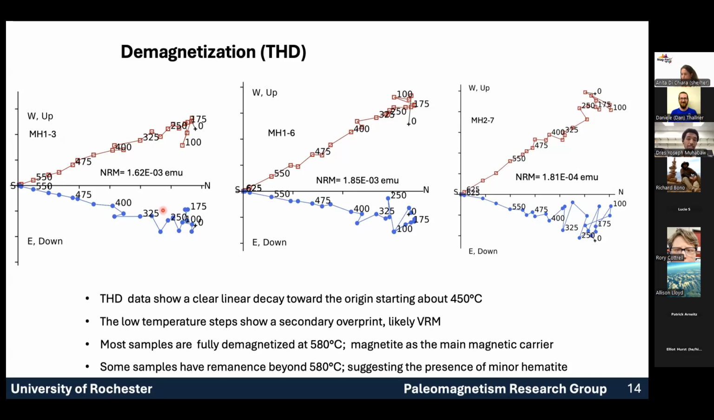Most of our samples demagnetized at about 580, which is again evidence for magnetite, but we have some samples which go beyond 580. So this may be evidence for the presence of minor hematite in our samples.